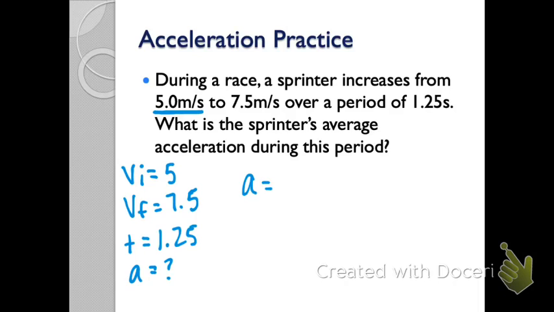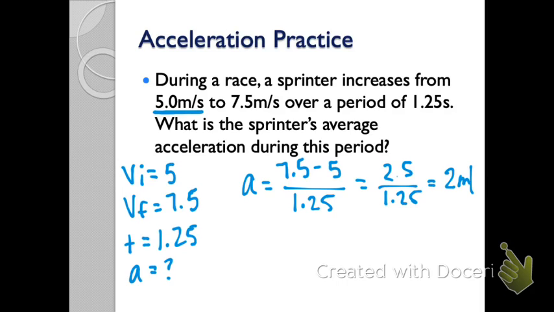Acceleration equals, is it 5 minus 7.5? Right, 7.5 minus 5 over 1.25. Okay, 2.5 over 1.25. So my acceleration is 2 meters per second squared. Do we agree? Are we speeding up or slowing down? We are speeding up in the positive direction. So my acceleration should be positive or negative? Positive, because I'm speeding up. Very good. Okay, questions about that?